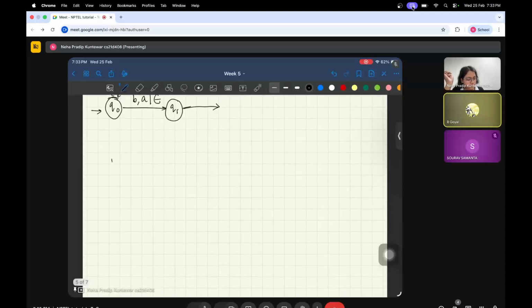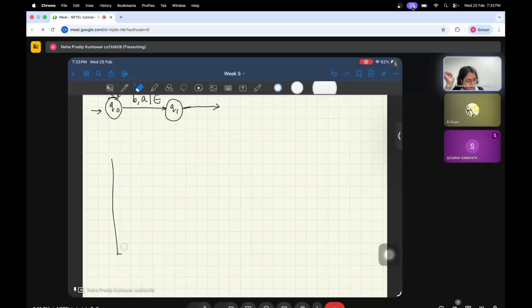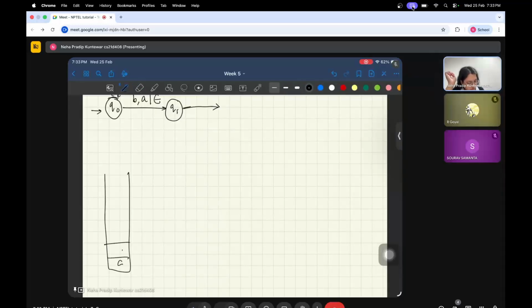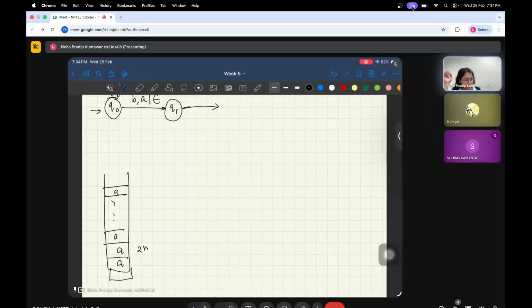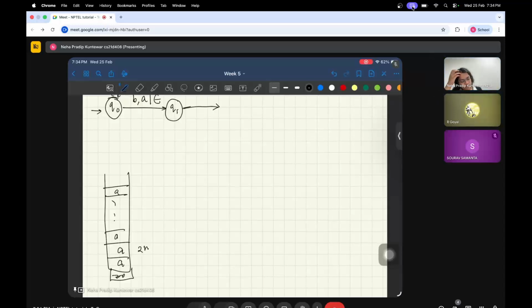Wait, you have 2n many A's here, okay. So I have 2n number of A's, and Z naught is also there at the bottom of the stack. Right. Now I read a B from the tape, so I will keep this A as it is. That problem will not occur if you do it this way.